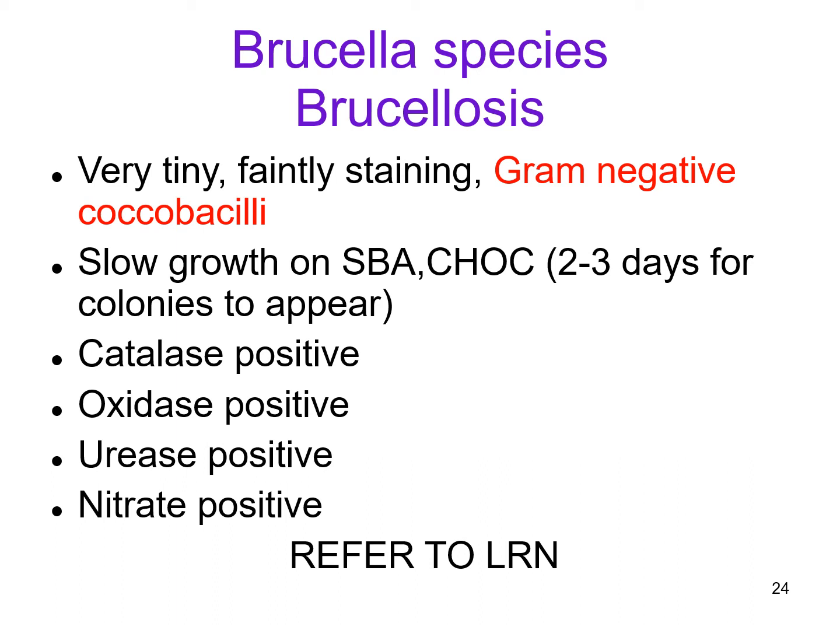Upon gram stain, Brucella appears very tiny and stains faintly, but it's a gram-negative cocobacillus. It's a slow grower on sheep blood agar and chocolate, and colonies appear 2 to 3 days after incubation. It's a catalase positive organism, oxidase positive, urease positive, and nitrate positive. And again, this organism would be referred to the Laboratory Response Network if a suspected isolate was found.